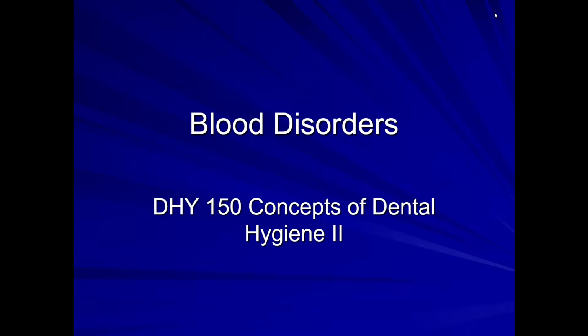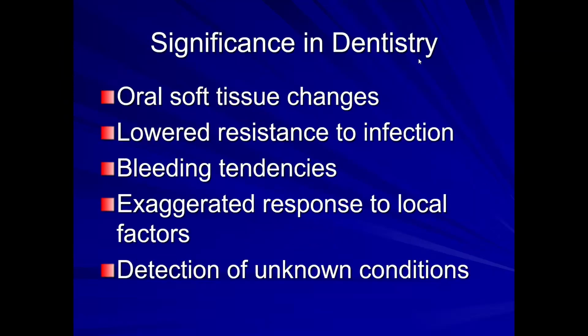Okay, so blood disorders, what are they and what is the significance in dentistry? There's a lot that we can see. There's different types of blood disorders, from red blood cells to white blood cells to clotting factors. So what are the significance for us? We can oftentimes see oral tissue changes, lowered resistance to infection. And that's kind of where we've seen with everything so far. Any type of disorder that somebody may have will likely lower their resistance to infection, and same with blood disorders.